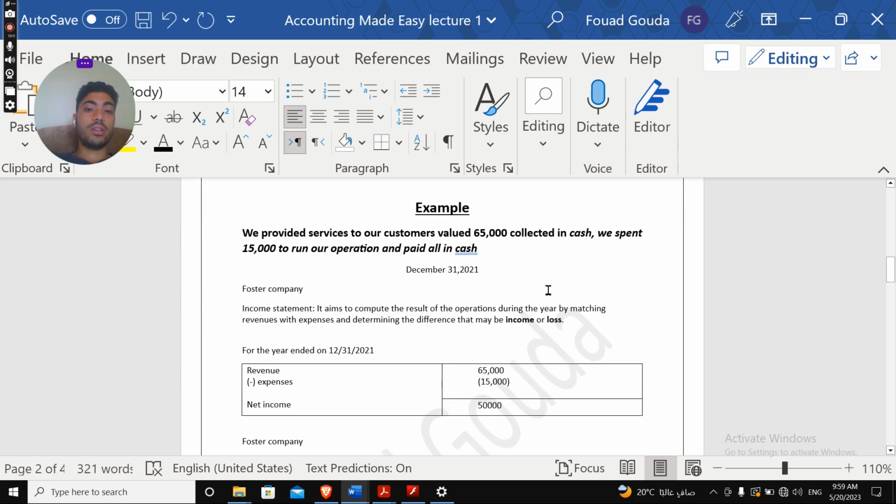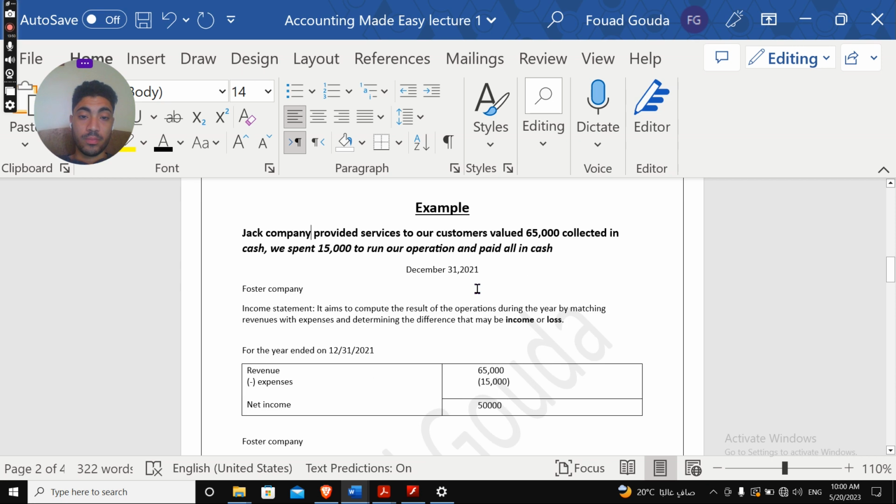Let's dig more and see an example. We provided service to our customers. Let's say that this is a company, my friend's company, Jack Company. Jack Company provided services to our customers valued at $65,000, collected in cash. We spent $15,000 to run our operation and paid all in cash.